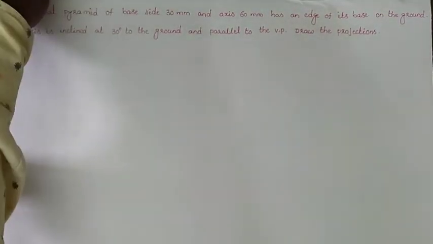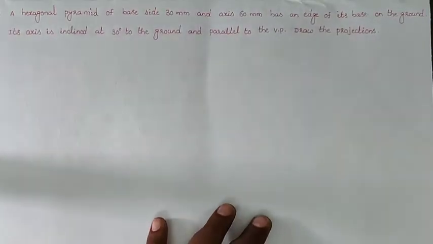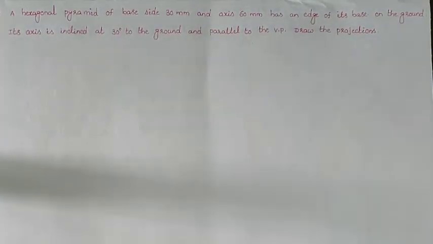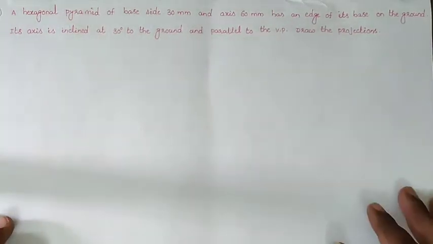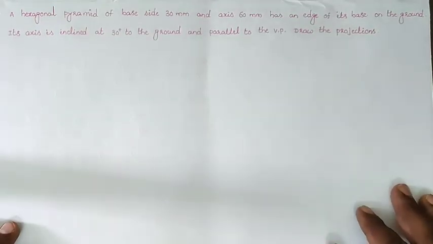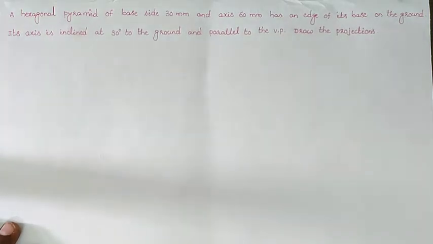Now we are seeing some of the problems based on axis inclined to HP. So we can see the next problem: a hexagonal pyramid of base side 30 mm and axis 60 mm has an edge of its base on the ground. Its axis is inclined 30 degrees to the ground and parallel to the VP. Draw the projections.